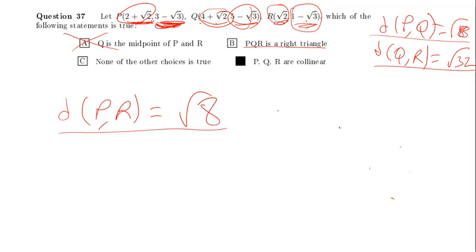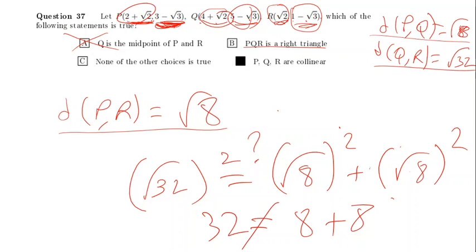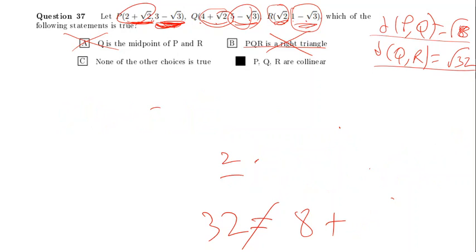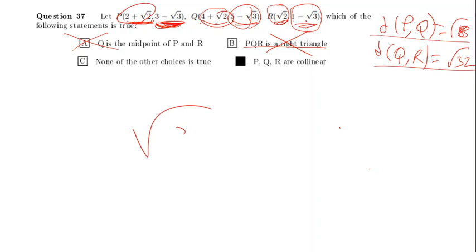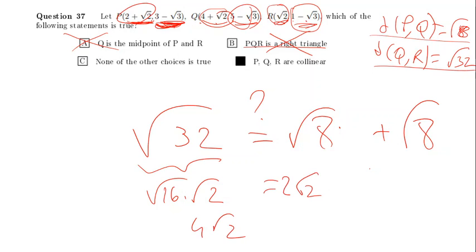To check the right triangle, you take the square of the biggest one and check if it is equal to the sum of the squares of the others. So obviously not. This is not true. So for the collinearity, we check if the biggest distance is equal to the sum of the others. Is it? Let's check. We can do some simplification here. This is like square root 16 times square root 2, which is 4 square root 2. This is 2 square root 2, and this is 2 square root 2.